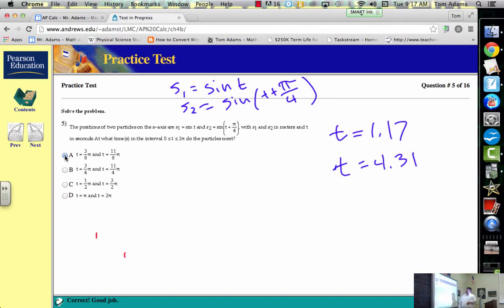Wait, so how did you know that it was the 3 over 8 and 11? I know you said guess and check, but how do you get it from the 1.17 and the 4.31? Well, 3 over 4 we know is 0.75, so that's not it. And 11 over 4, we should know that. What is that? 2.75.